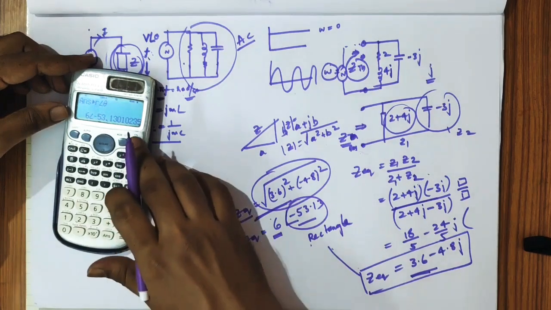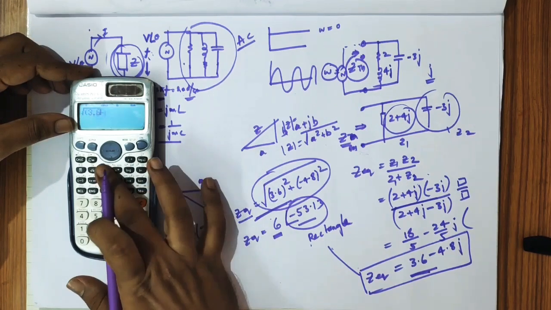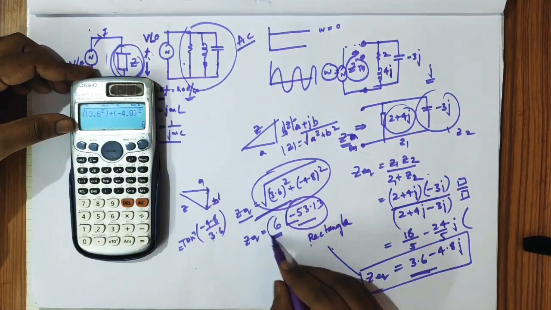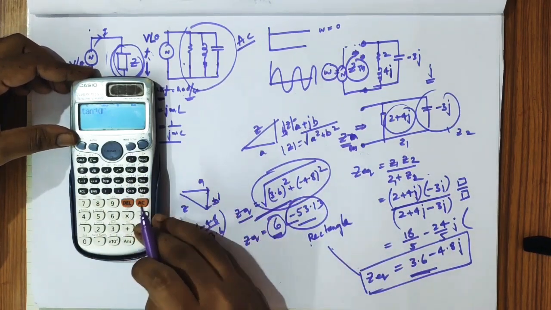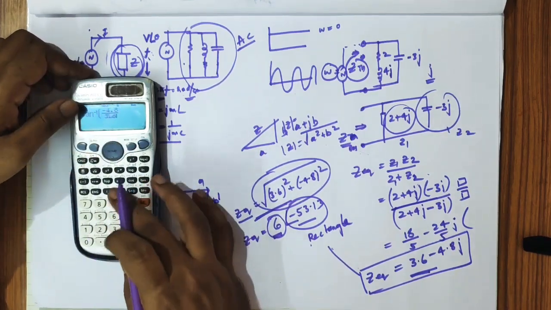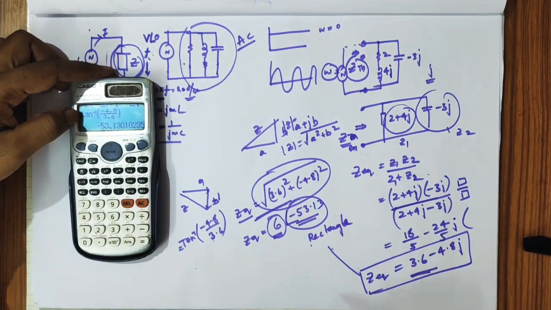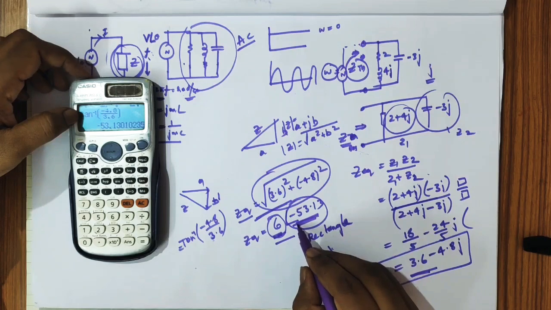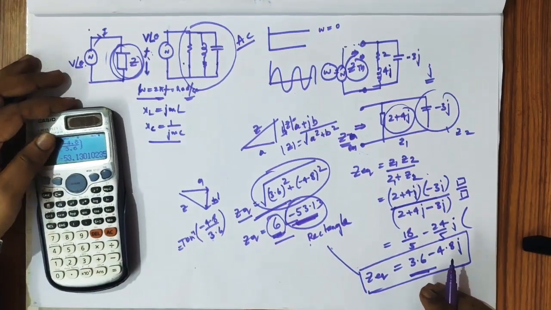Okay, this is the basic science behind it. To get the value 6, take 3.6 squared plus minus 4.8 squared, and you will get 6. And for tan inverse of minus 4.8 divided by 3.6, it gives a value of minus 53.13. Okay, this is the polar form: the magnitude is 6 and the angle is minus 53.13. Now we'll do some examples one by one.